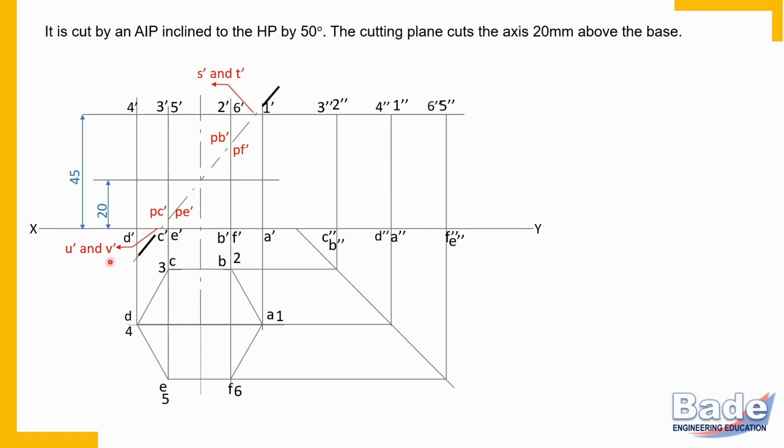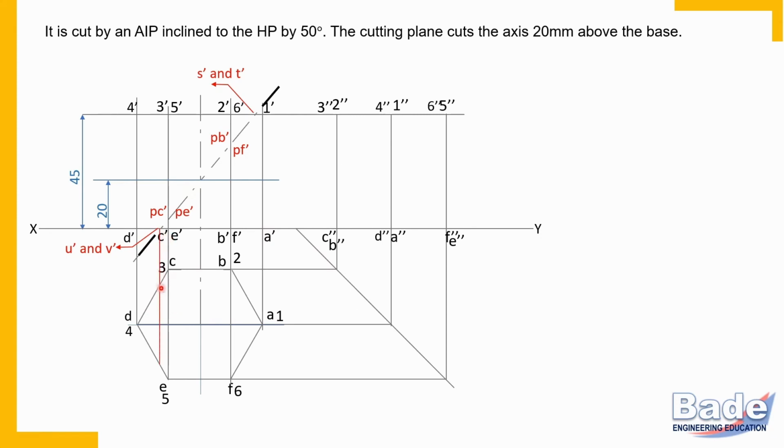Okay, so now count the number of corners the section has. Remember, when the cutting plane line intersects an edge of an object, it creates a corner. So S and T are 2 corners at the top, PP, PF 2 more corners, PC, PE 2 more corners, and U and V. So now the section is an octagon. It has 8 corners. So these 8 corners we are going to transfer into the side view and the top view. Okay, let's proceed.